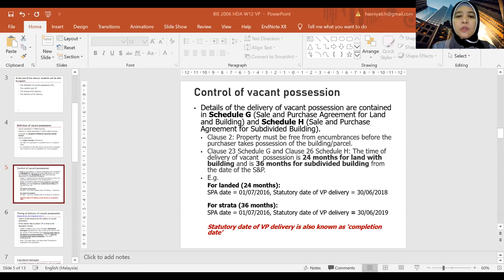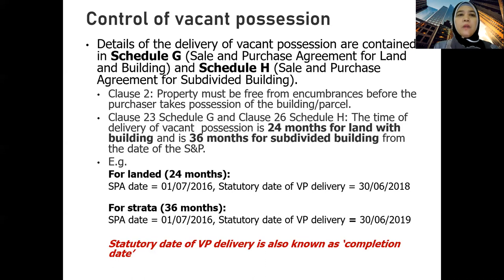Now we go back to our lecture, on control of the composition. I've shown you Schedule G and Schedule H, whereby Schedule G is the SPA for land and building, for landed residential property, and Schedule H is the SPA for subdivided buildings or strata residential properties. Now, clause 2, remember it's called clause, not article, not section. As I showed you just now, it says the property must be free from encumbrances before the purchaser takes possession of the building or parcel. Building refers to landed property, parcel refers to strata.